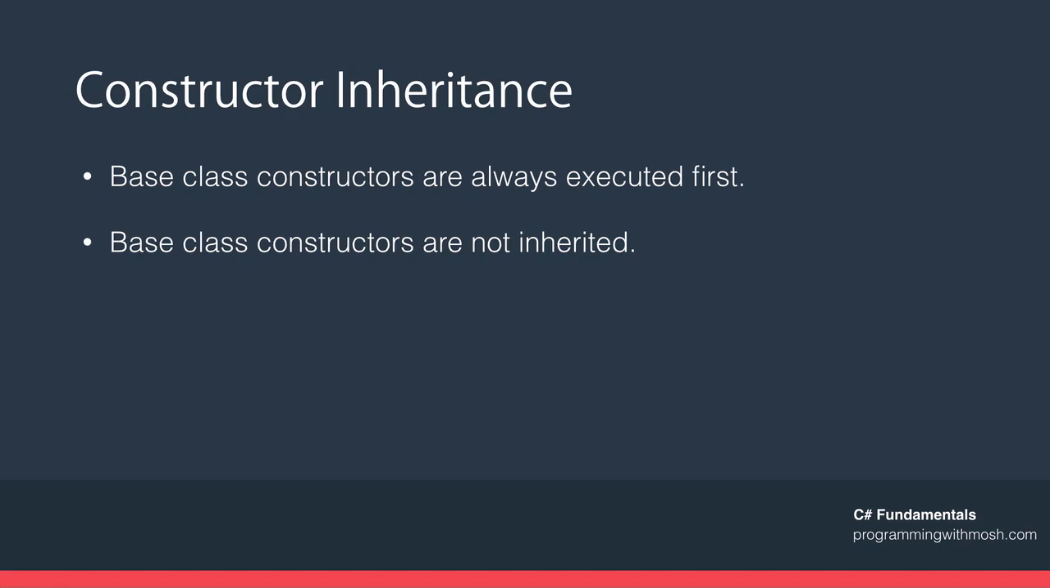First is that during the instantiation of an object, the base class constructors are always executed first. And the second is, base class constructors are not inherited. So in a derived class, you need to redefine your constructors. It's easier to explain these with an example.